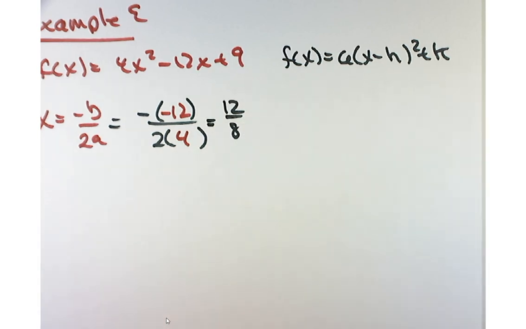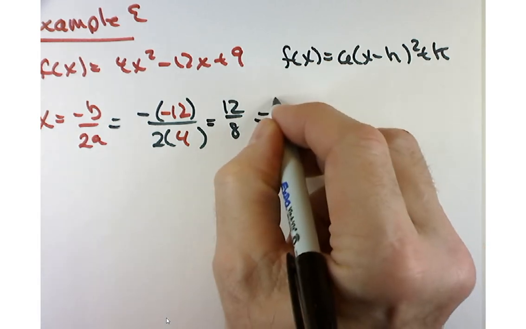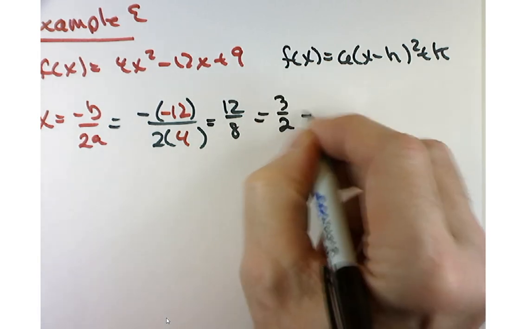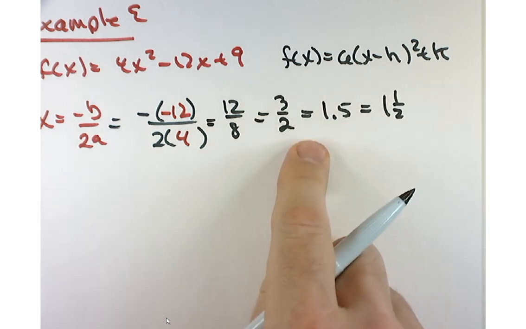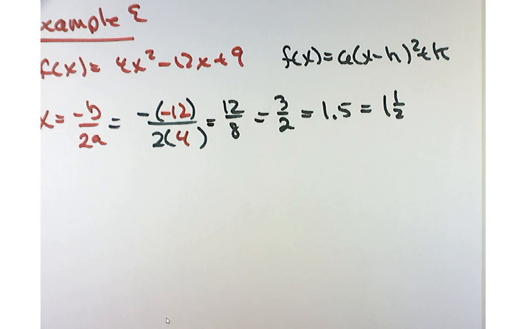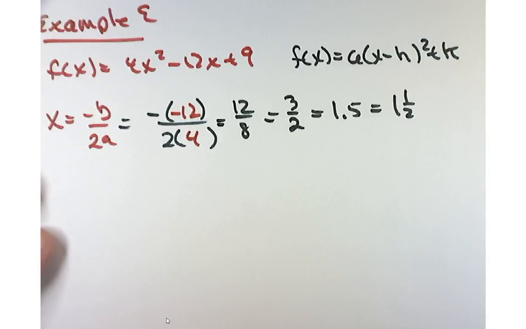And ew, this isn't nice, is it? My vertex is a fraction. It's 3 over 2, or 1.5, however you want to write it. So it's not a really user-friendly number. That's okay. We can still work with it.